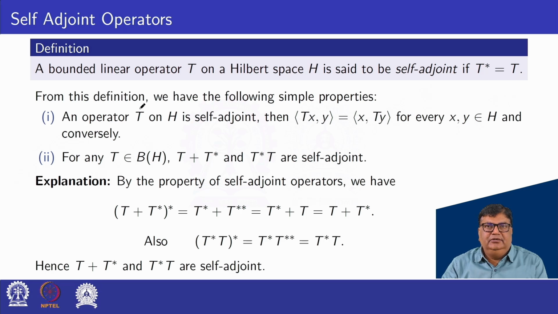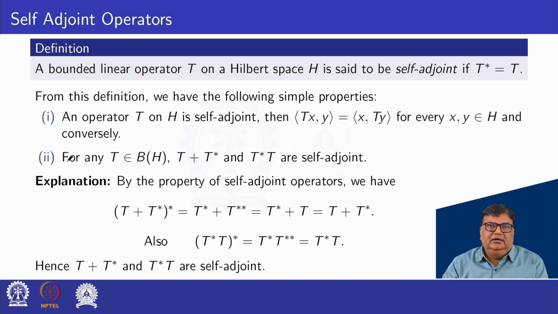From this definition, we have the following simple properties. First, if an operator T on H is self-adjoint, then inner product of Tx, y equals inner product of x, Ty for every x, y belonging to H. And conversely, if inner product of Tx, y equals inner product of x, Ty, then T is self-adjoint.